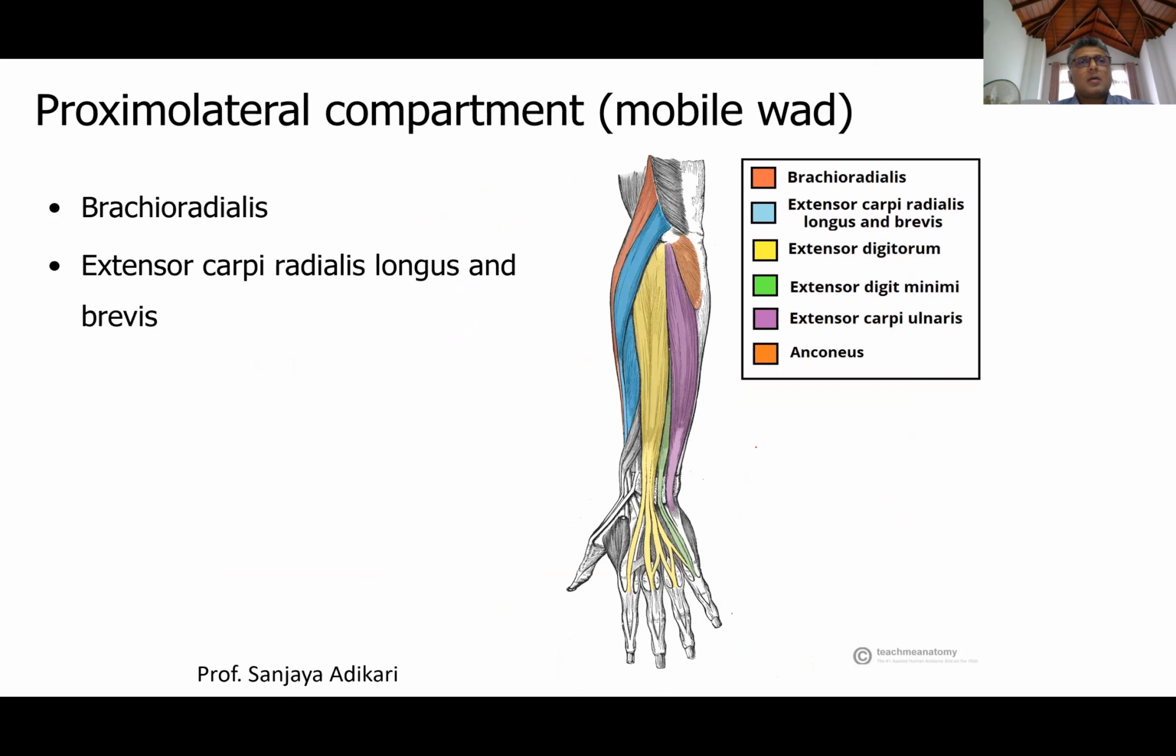Then this concept of proximolateral compartment, some anatomy authors use this, and when they use it, they include brachioradialis and extensor carpi radialis longus and brevis muscles there. So in that case, you have an anterior compartment, a posterior compartment, and a lateral or proximal lateral compartment, including these three muscles. But I prefer this anterior and posterior division rather than adding this to complicate matters.